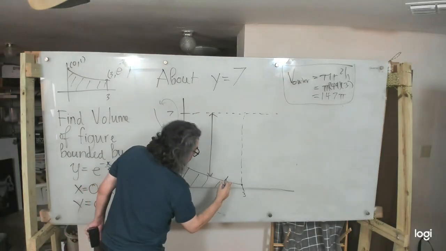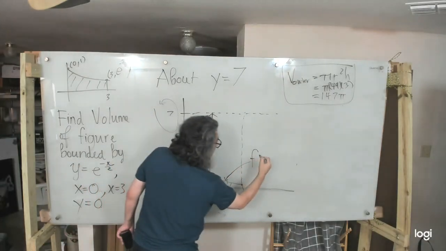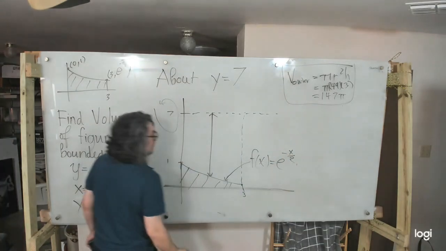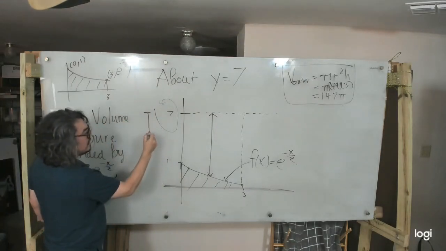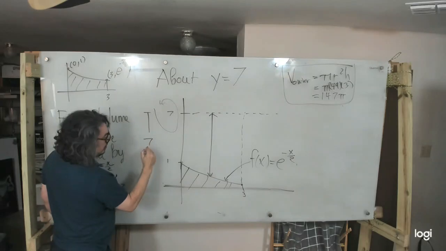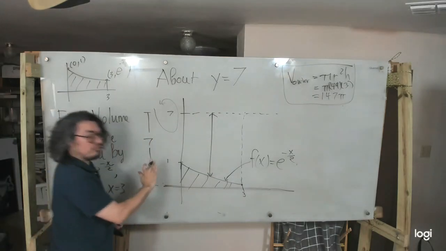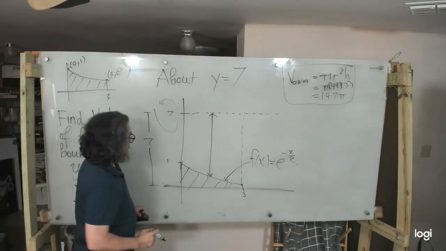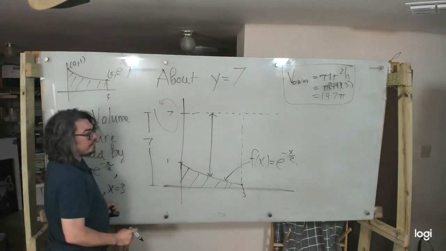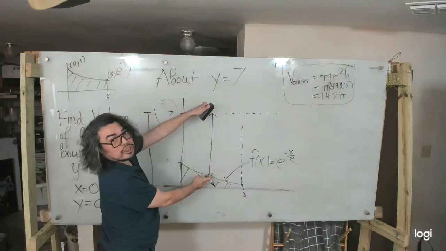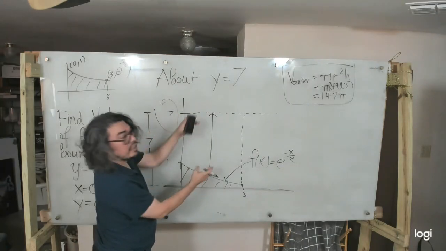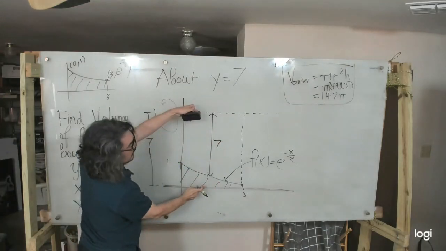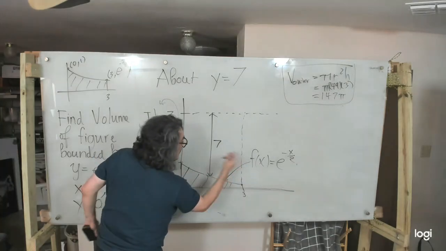Now remember, this function is f of x equals e to the negative x over 2. And as we've mentioned before, we know that from this axis of rotation, y equals 7, to the base, it's 7. And that's true from x equals 0 to x equals 3, which are the x boundaries of the region of interest to us. So what I want to claim to you here is that this radius of rotation of the inside part of this object is 7, this distance, minus this distance, which we know is given by that.